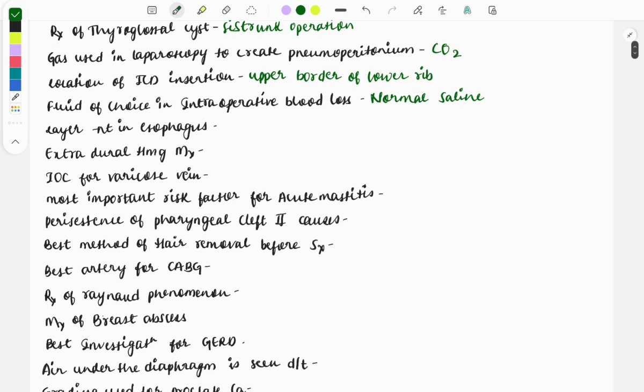Then moving on, layer absent in the esophagus. It is the serosa layer which is absent. It was asked as a one-liner, a direct question.